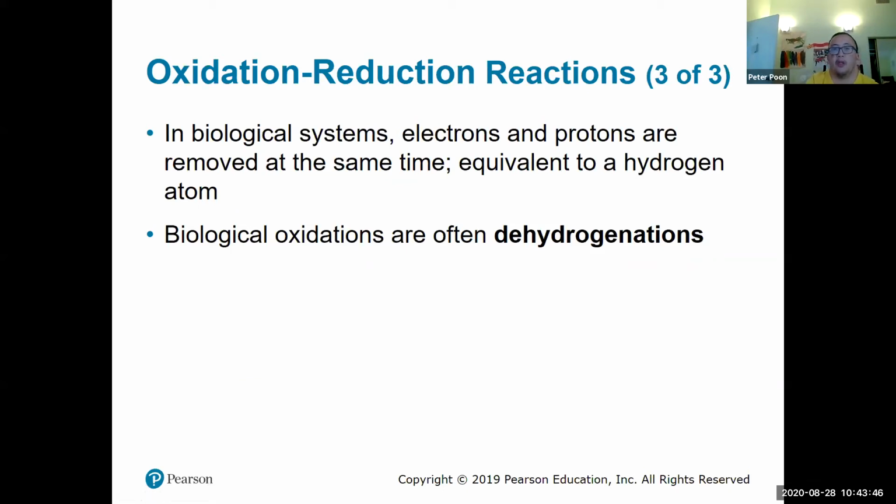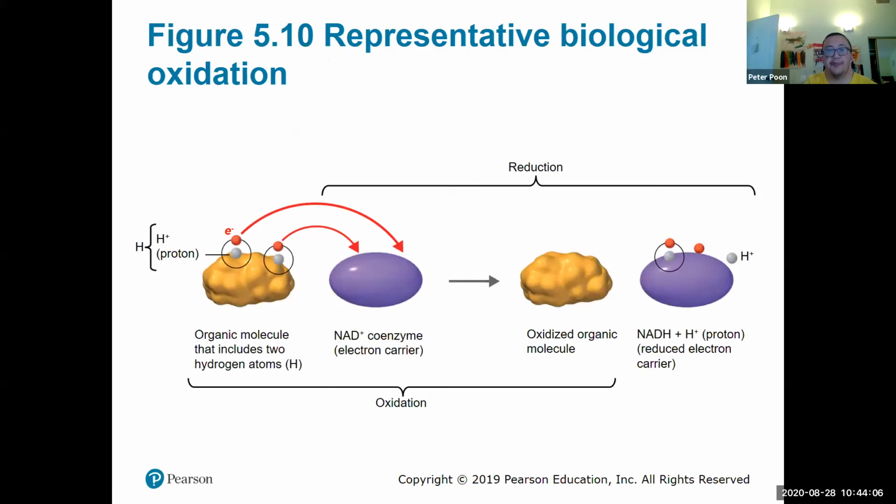Okay. So in biological systems, electrons and protons are removed at the same time, so it's equivalent to a hydrogen atom. So the biological oxidations are often dehydrogenations. The biological reductions are usually hydrogenations. So you add hydrogen.